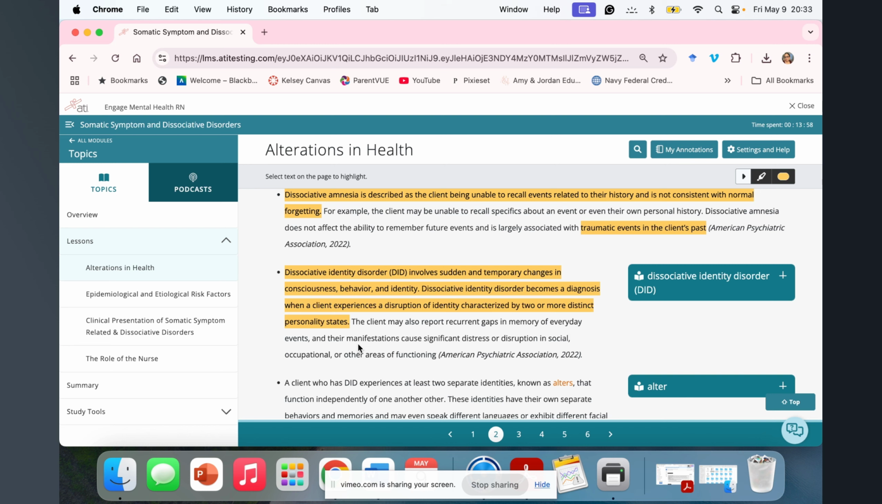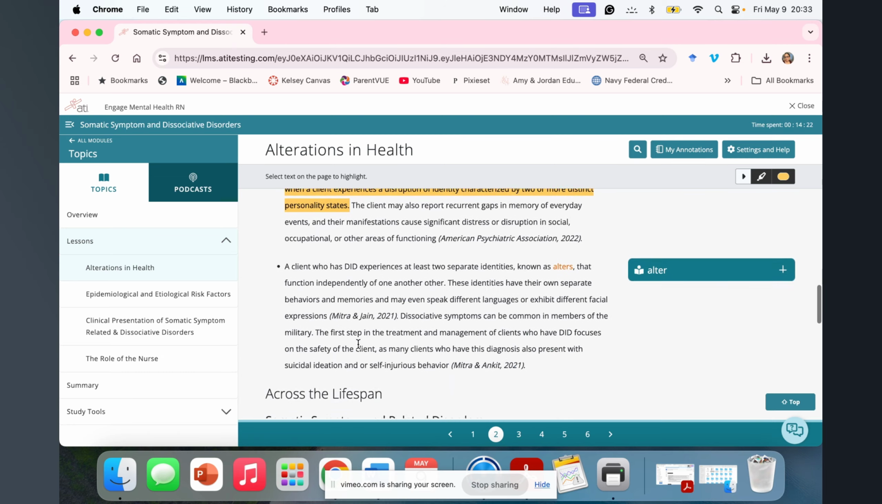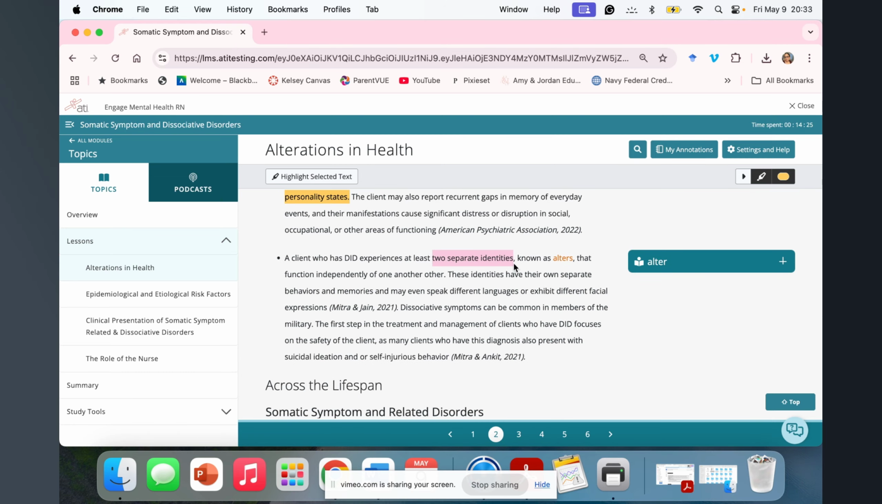If anybody ever watched One Life to Live a long time ago, Jessica had DID or multiple personality or split personality disorder. And this becomes a diagnosis when the client experiences a disruption of identity characterized by two or more distinct states. Okay. And if they're in one state, they may have gaps of memory. Okay. And this is, like I said, two different identities, also known as alters, and they function independently of one another. They may have the same memories and behaviors, but they also may remember things of the other alter.